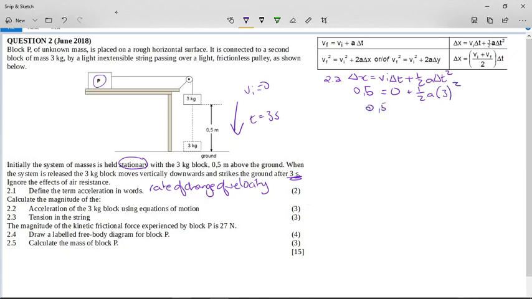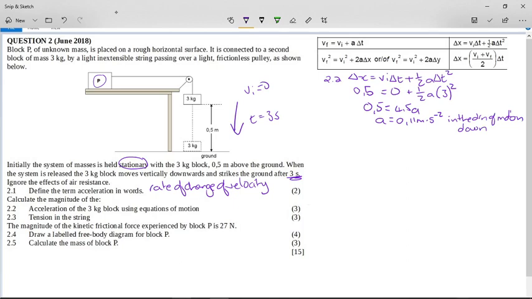So 0,5, my handwriting is getting worse. 0,5 equals a half of 9, because this is 3 squared. A half of 9 equals 4.5 A. So A equals, what is A? A equals 0,11111, but we can just leave it with the 2 ones. Meters per second squared in the direction of motion, or we could say it's downwards.